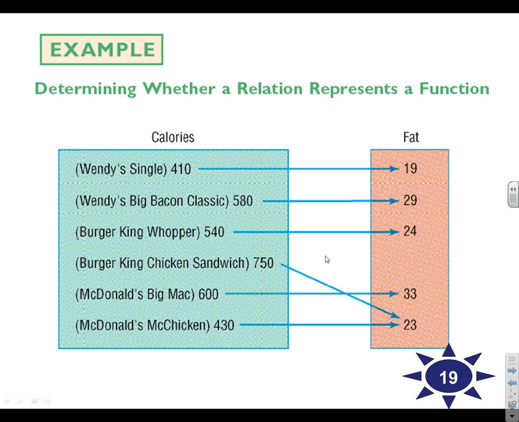Alright, how about this? Is this a function? We've got two different inputs resulting in a single output, but that's still okay, because the Burger King sandwich and the McDonald's McChicken sandwich are different inputs resulting in the same output. That's fine. You just couldn't have the Burger King sandwich going to two different outputs. So yes, it is a function. Problem 19, yours to try.